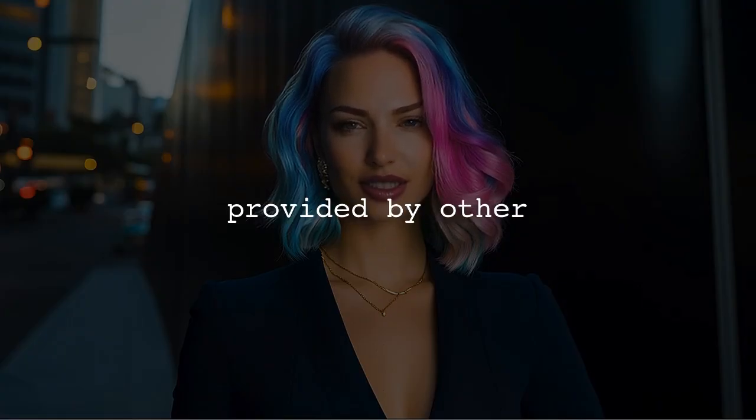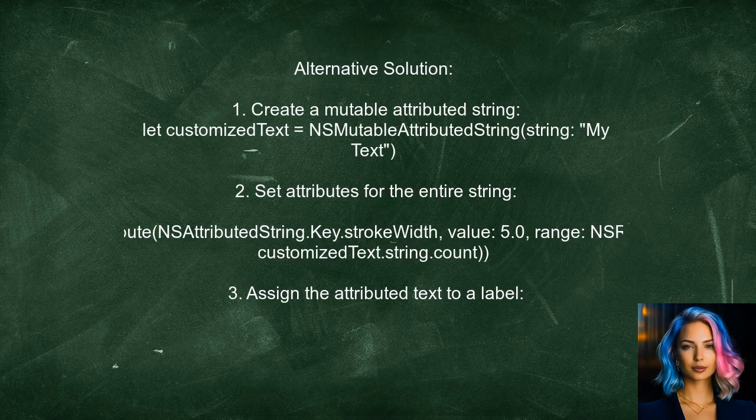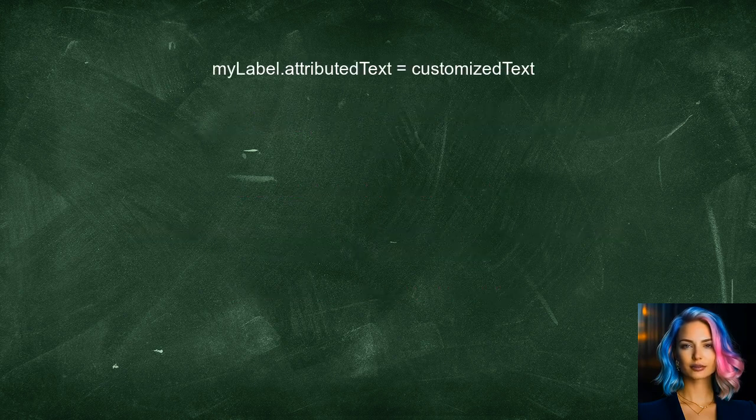Now let's look at the answers provided by other users. One user suggests a straightforward method for setting the range in NSAttributedString. They create a mutable attributed string with their desired text, and then apply attributes to the entire string using NSRange.